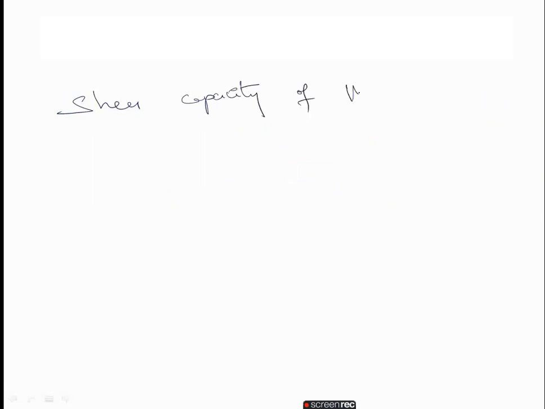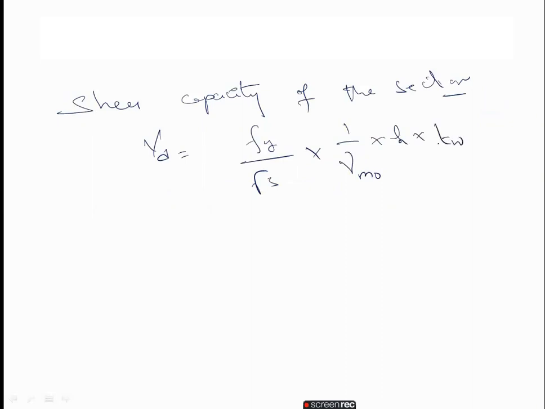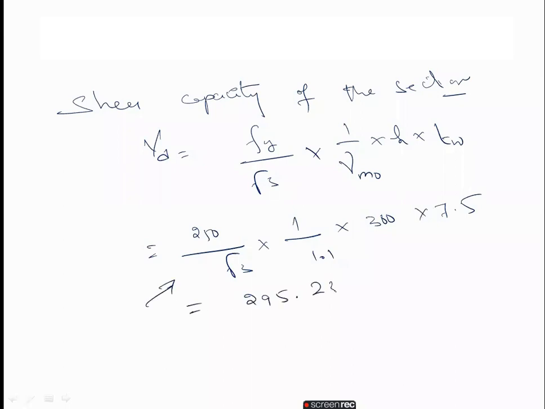The shear capacity of the section, that is the Vd value, is fy by square root of 3, multiplied by 1 by gamma m0, multiplied by h into tw. fy is 250 by root 3, into 1 by 1.1, multiplied by h, the overall depth, 300, into the thickness of the web, 7.5. If we solve this, you will get 295.235 kilonewton. This is where we get the Vd value.